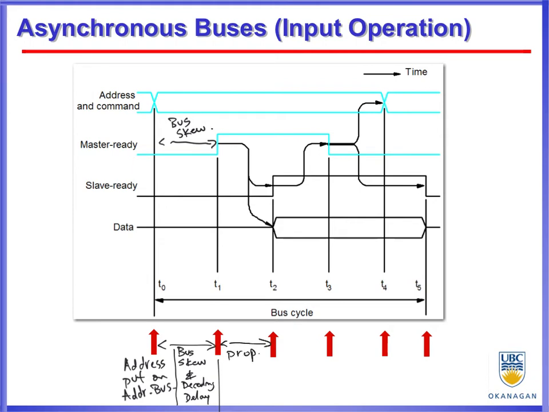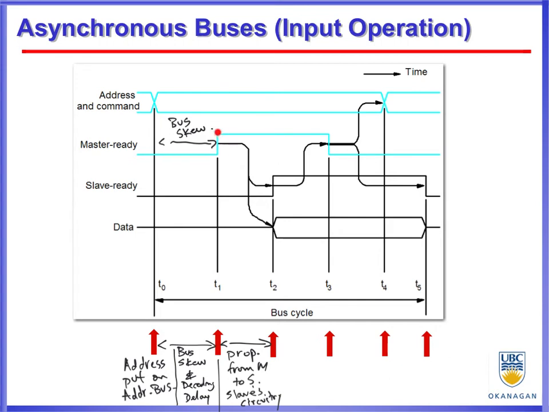Right, propagation delay from master to slave, and the slave's circuitry is going to cause some delay there too, between those two times, T2 and T1. Okay, so now the slave has asserted its signal, it's put the data on the data bus, okay?